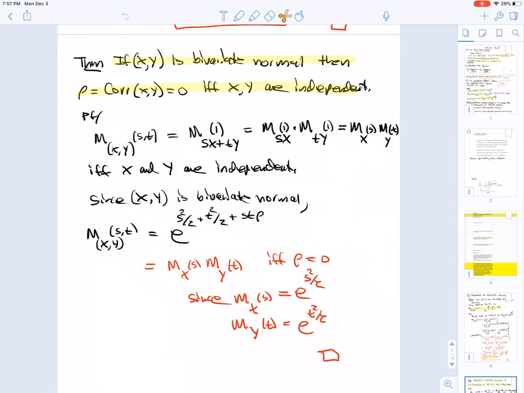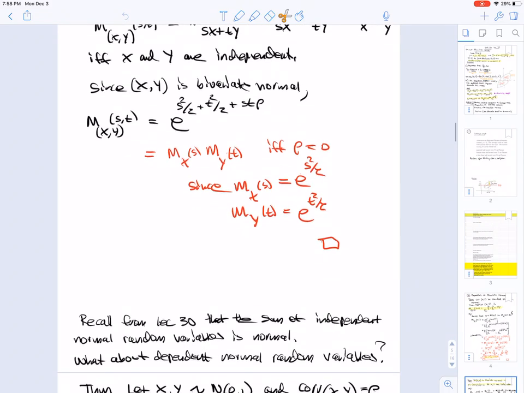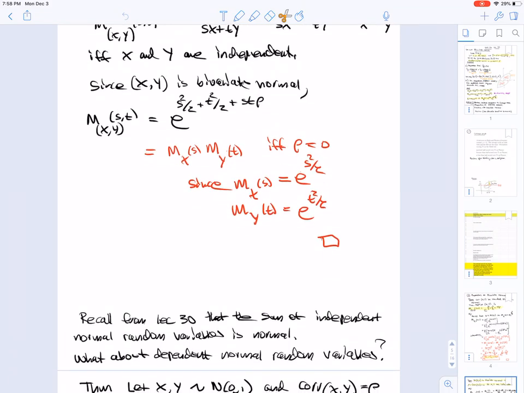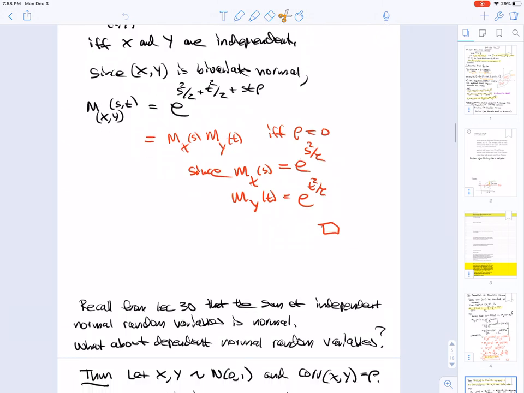So the point is that the multivariate moment generating function splits as a product exactly when X and Y are independent, and we know the moment generating function for the bivariate normal, and so we can see that it does indeed split exactly when rho is 0. So rho is 0 is equivalent to X and Y being independent.